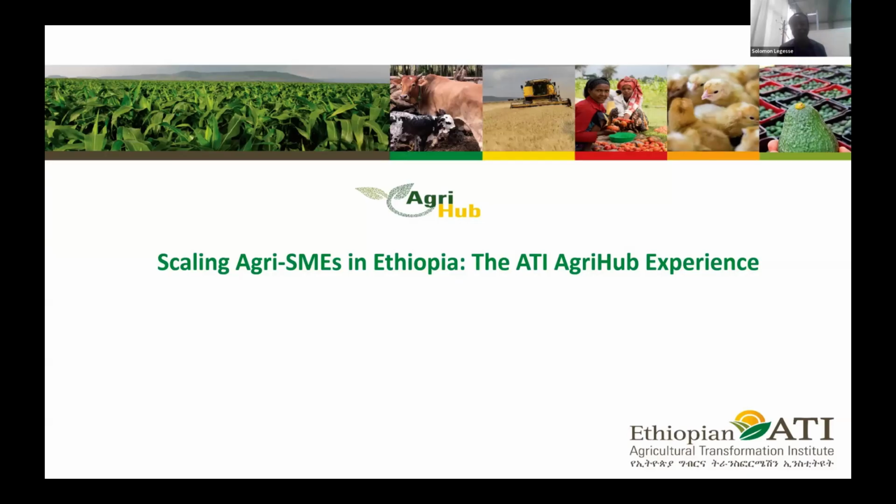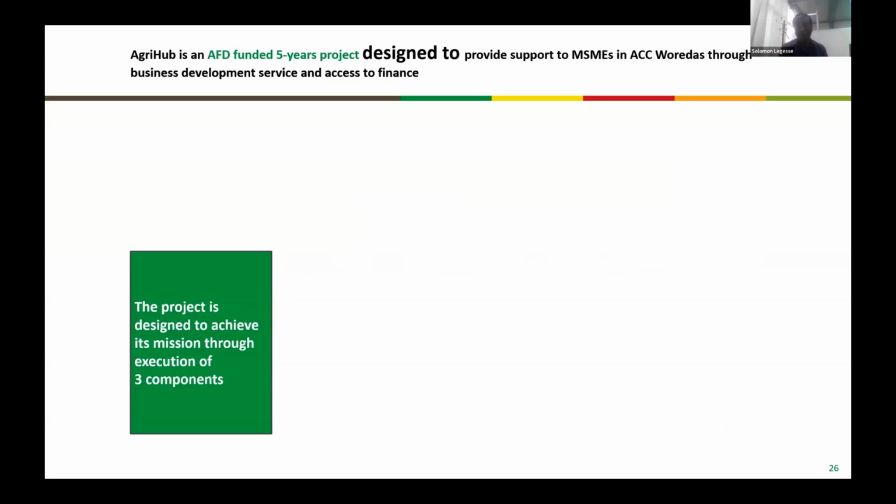I'm Solomon from ATI. ATI is the Agriculture Transformation Institute here in Ethiopia, under the Ministry of Agriculture. It's established to transform the agriculture sector in the coming 10, 15 years. So I am here just to share with you our experience related to the Agri-SME support.